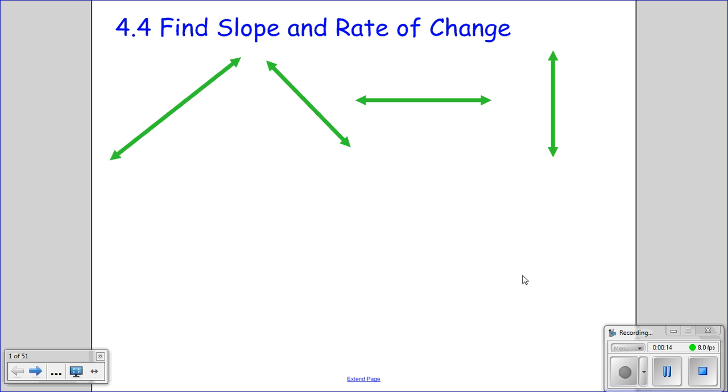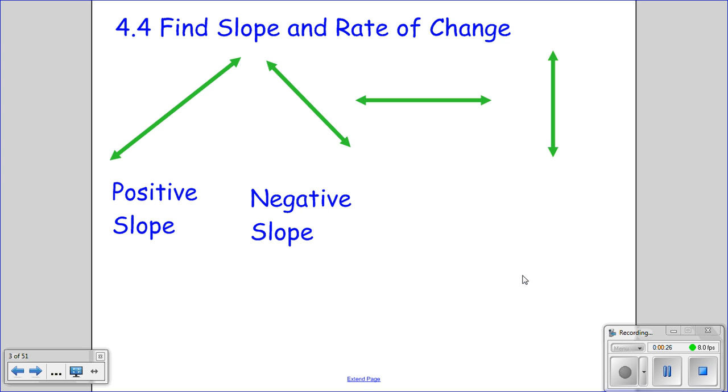The first one rises from the left to the right, and we say that has a positive slope. The second one falls from the left to the right, and we say the slope on a line of that nature is a negative slope.